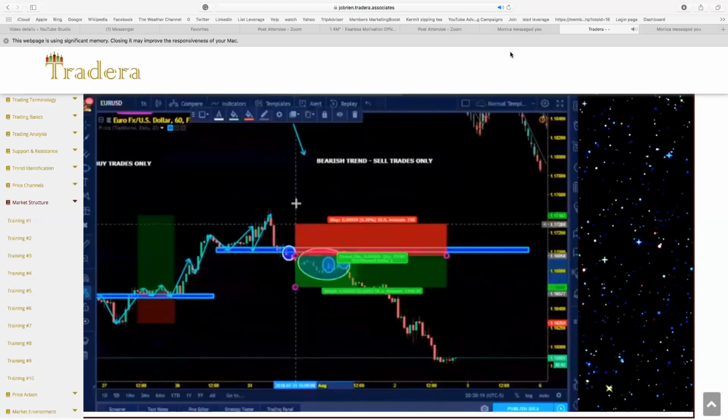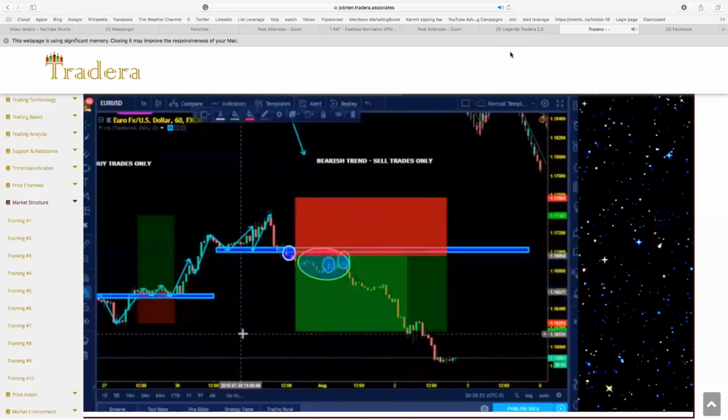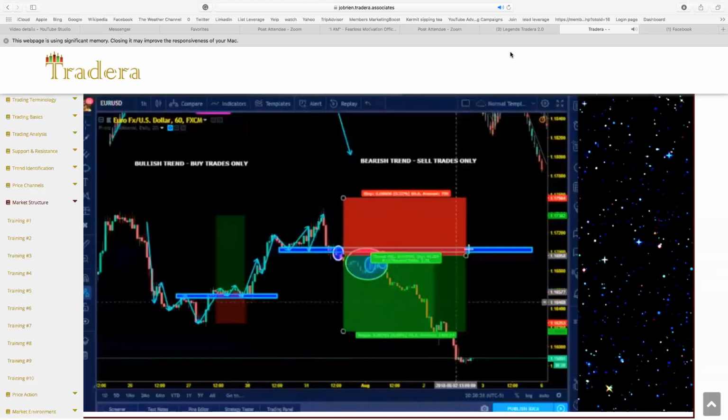Someone tell me what the problem is. Guys, this is how I caught Euro USD last night. Not only did I catch Euro USD, I called this trade live. Very simple, guys. Very simple.